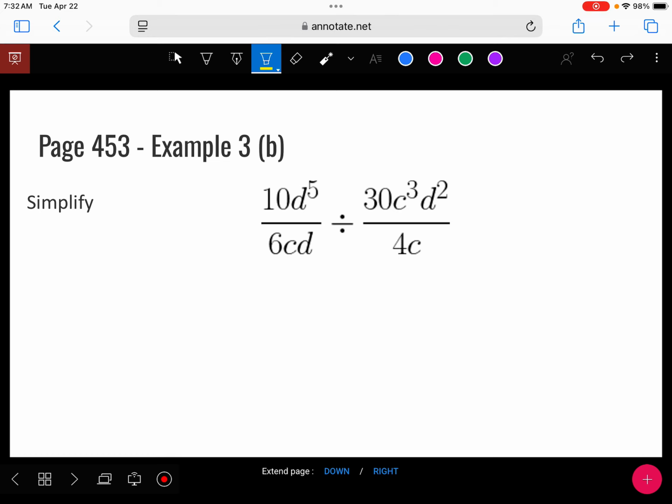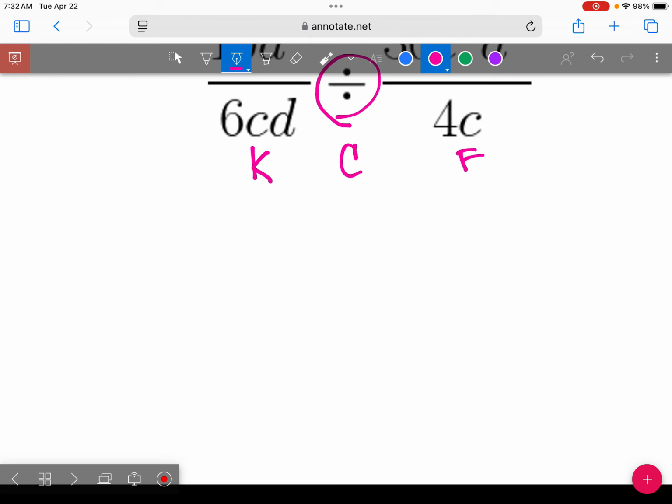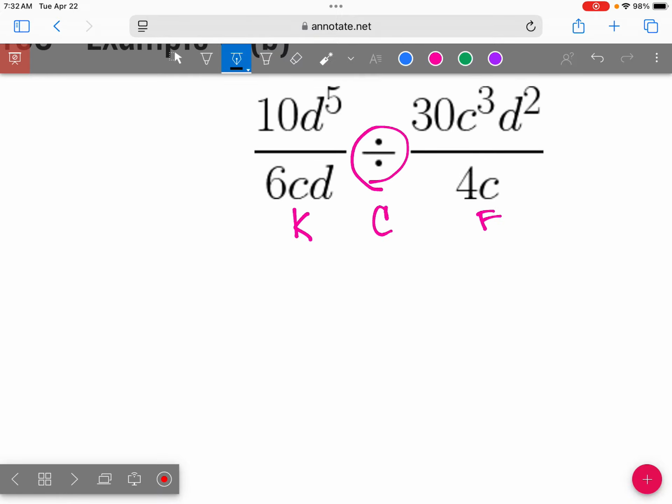So first things first, when I see division, what do we think? Whenever I have a division symbol, keep, change, flip. Keep the first one, change the sign, flip the second one. Don't do any simplifying until you do that part. Careful, careful. So our first piece is going to stay the same.